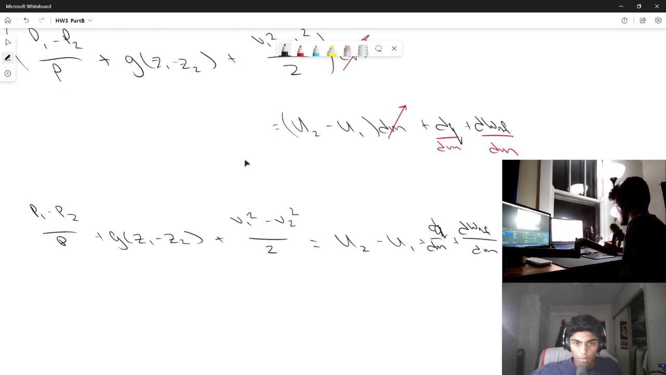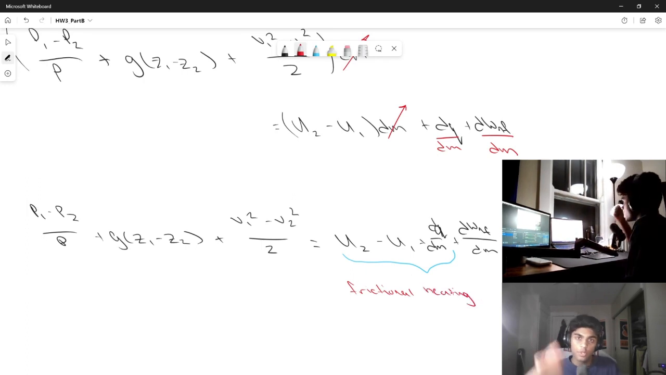So what we have now on this side here is something that we call frictional heating. It's pretty self-explanatory. It's the heat that occurs within a system due to friction. As we all know, friction creates heat, and this accounts for the difference in heat due to that friction.